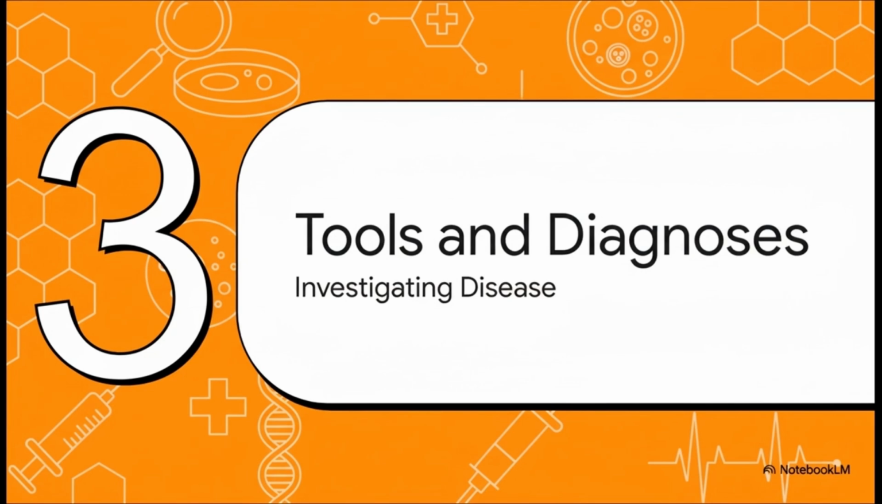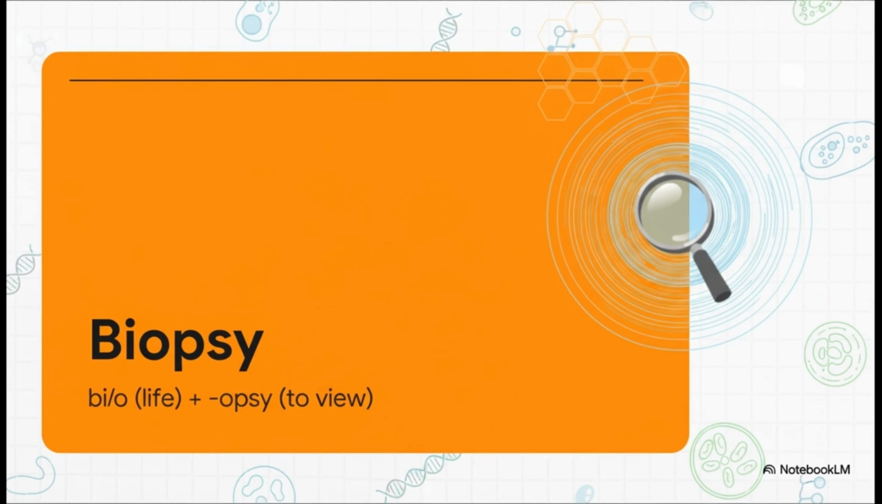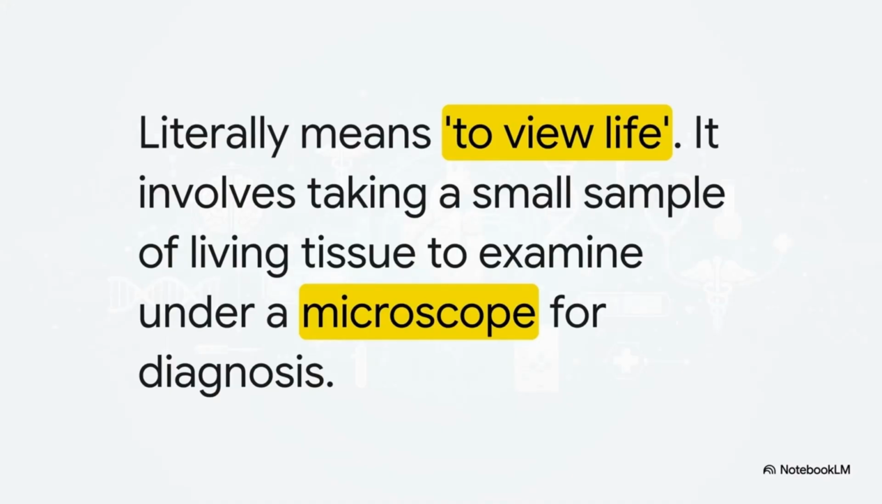Okay, let's shift gears one more time. Now, we're going to look at some important terms that have to do with how we actually diagnose and identify diseases. First up, we have biopsy, which is a super fundamental diagnostic procedure. The root bio slash o means life, and the suffix opsy means to view. So when you put it together, the literal meaning is actually pretty powerful: to view life. I mean, that's what a biopsy is, right? It's taking a small sample of living tissue from a patient, and then that sample gets examined under a microscope to figure out a diagnosis.